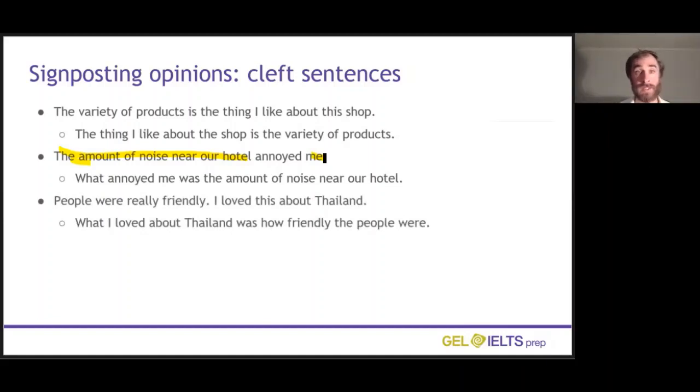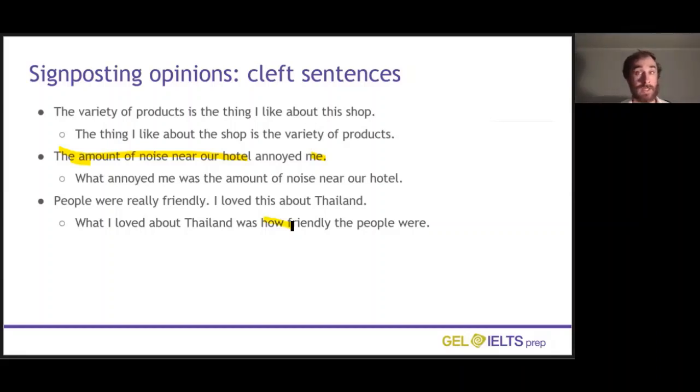Here we have two sentences. People were really friendly and I loved this about Thailand. So here I have an opinion about the level of an adjective. I have an opinion about the level of friendliness or how friendly people were. So I've added the word how. What I loved about Thailand was how friendly the people were.